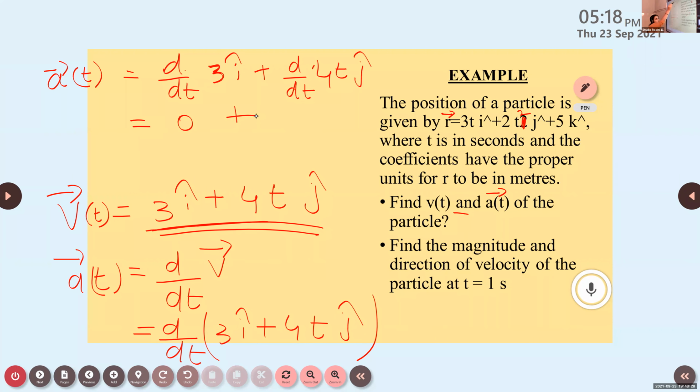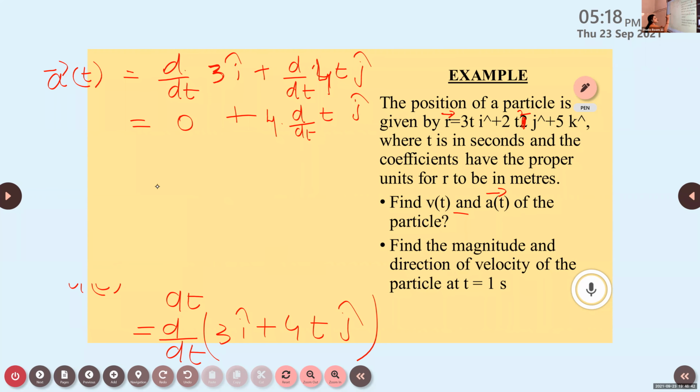0 plus the derivative of the second term. Here 4 is a constant, we can take it outside: 4 into d by dt of t into j cap. What will be its value? That is equal to 0 plus 4, the dt by dt cancel, so it is 4 j cap. So the acceleration of the particle a of t is equal to 4 j cap.